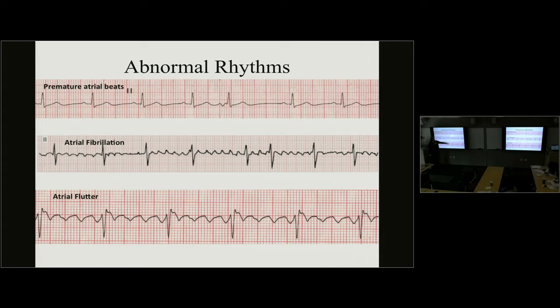And you can see all this craziness where there should be P waves. This is a little bit regular for AFib, but okay. So those are the three rhythms that I want you to know from the top part of the heart.